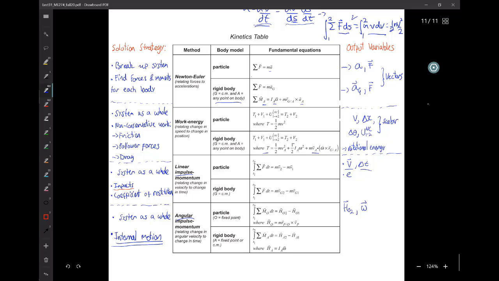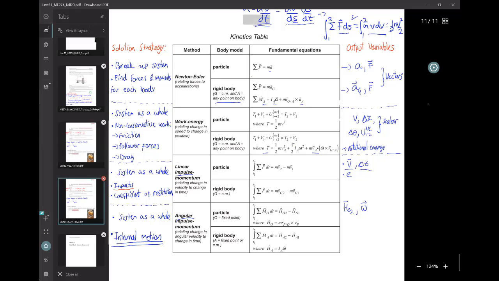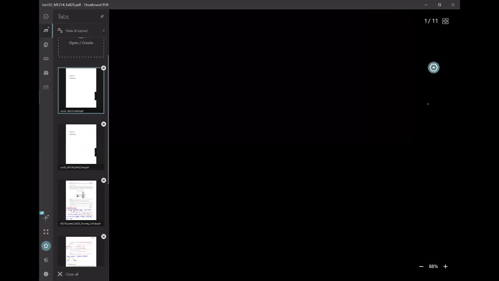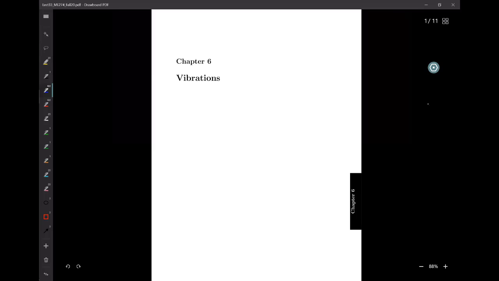What do those equations mean and how to use them. All right. So vibrations. Now vibrations are going to be in a way quite different to what we've done so far.